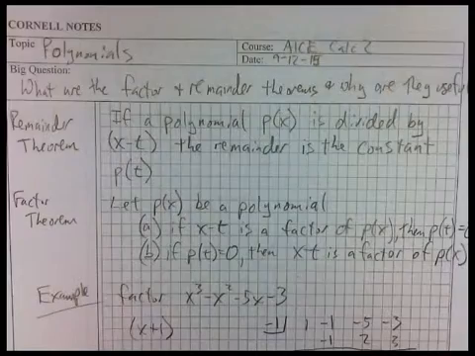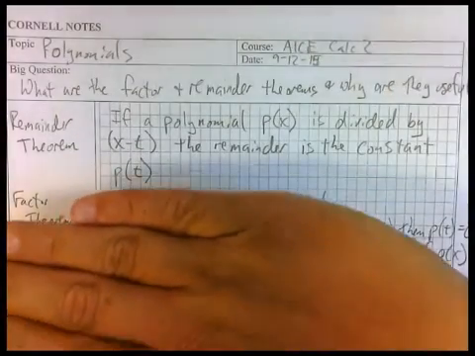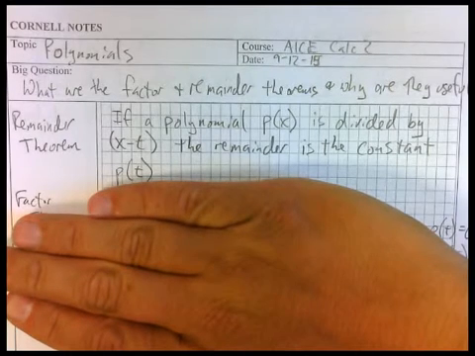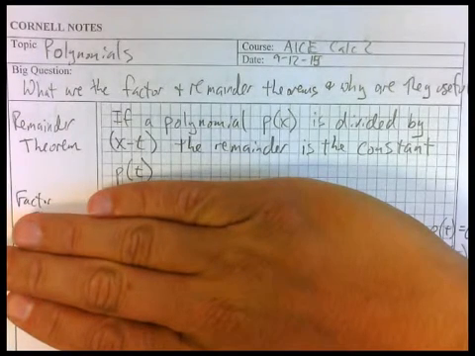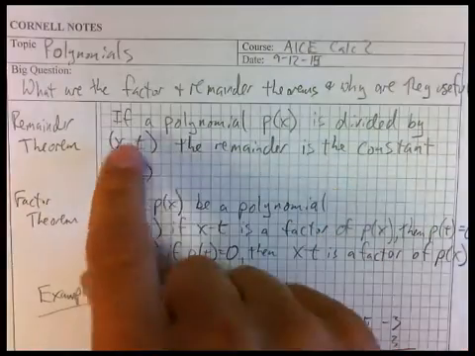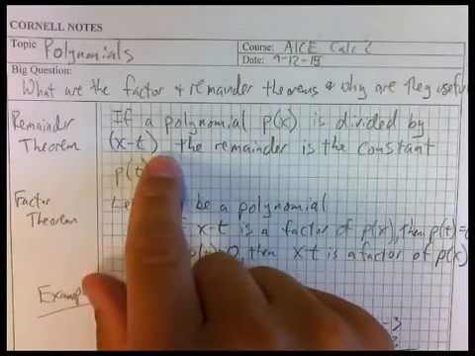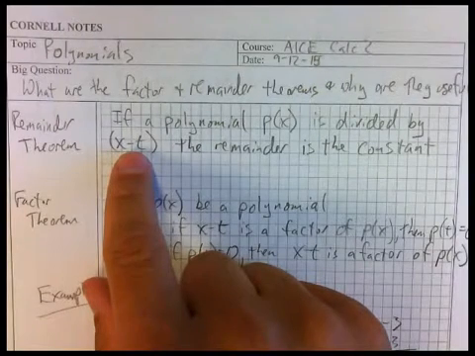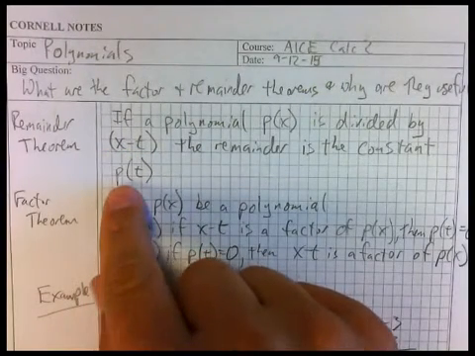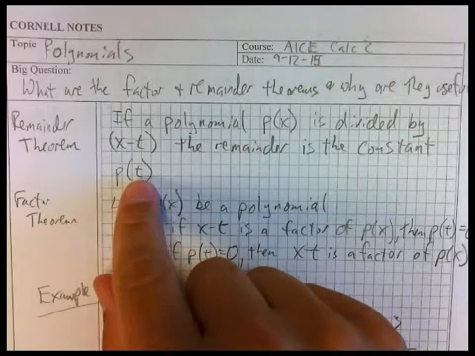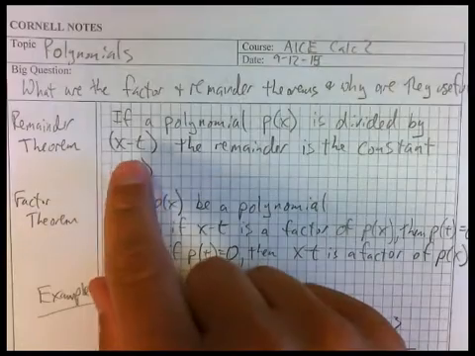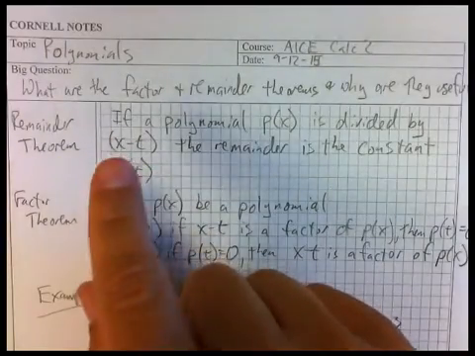So the remainder theorem, top one here, the remainder theorem says that if you have a polynomial, p of x, and it's divided by some factor here, so x minus t, the remainder is going to be the polynomial evaluated at t. Okay? So I'll talk about why that's important here in a minute.